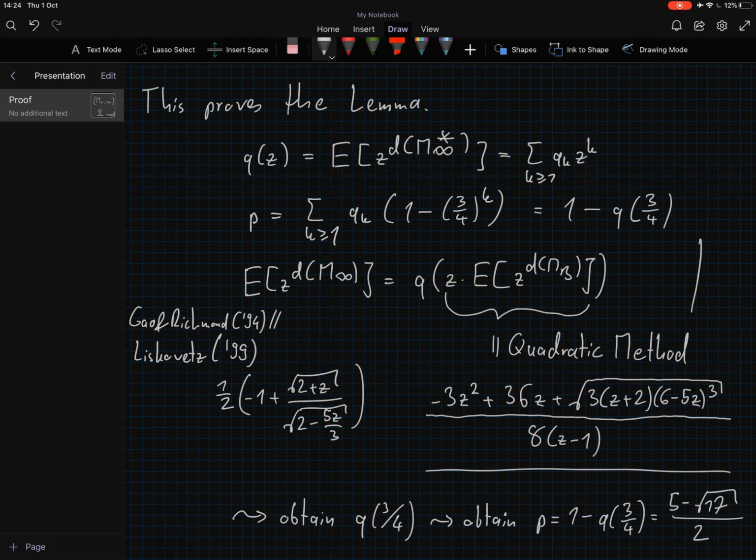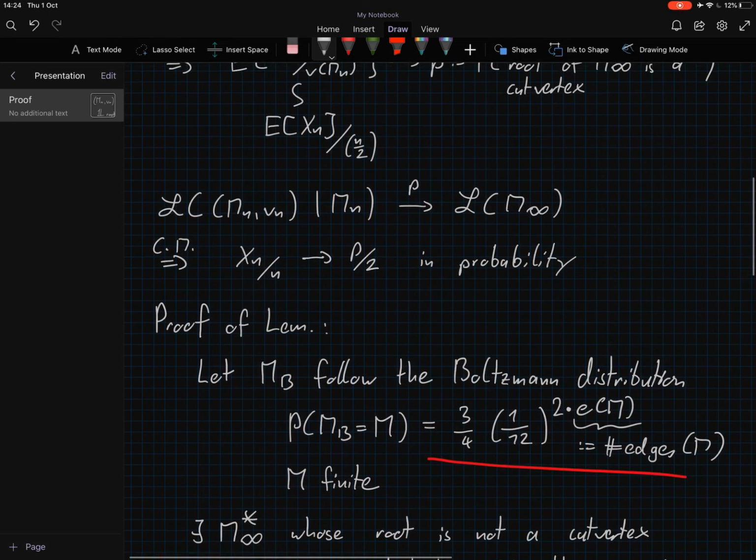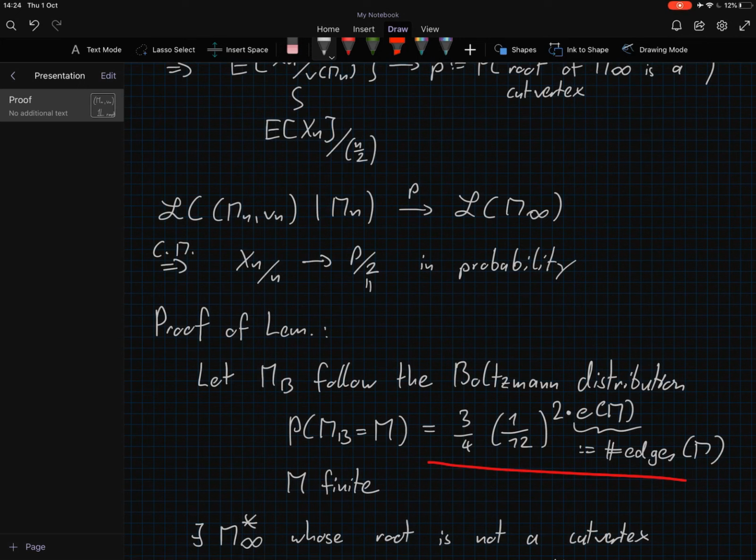With P equal to (5 minus square root of 17)/2, it follows that our limiting constant P/2 is given by (5 minus square root of 17)/4, hence completing the proof of our main theorem.